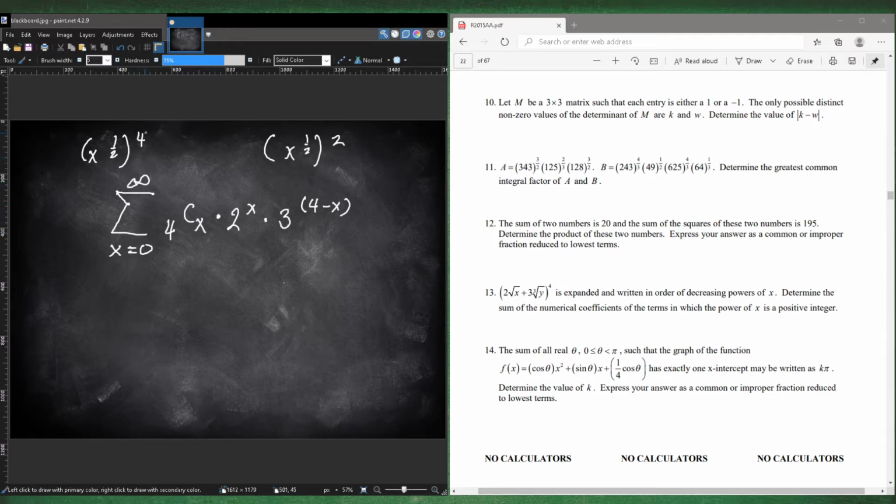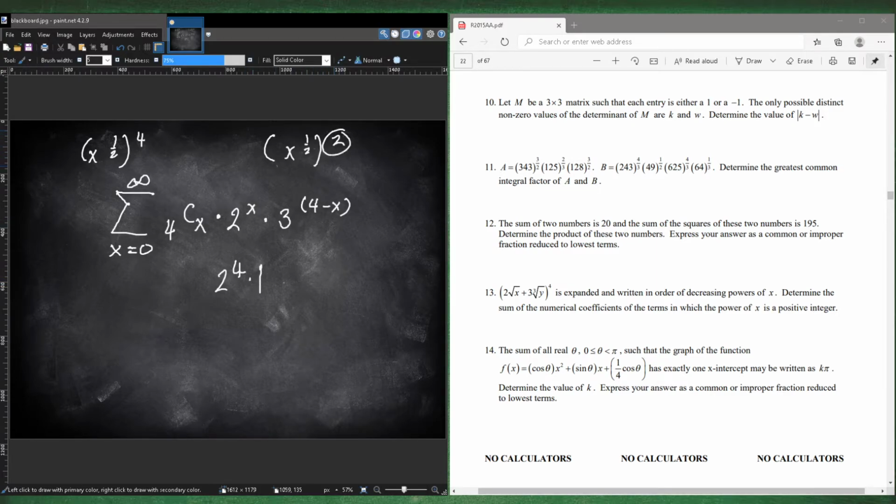So our x here is going to be 4. So we plug in 4 in here. Then we have 2 to the power of 4. 4 choose 4 is 1 times 3. 4 minus 4 is 0. So 3 to the power of 0 is 1. So that's just 2 to the power of 4 times 1.